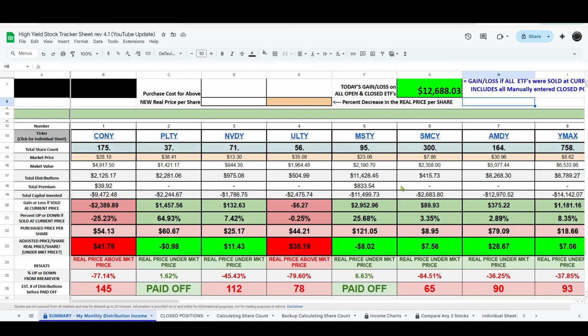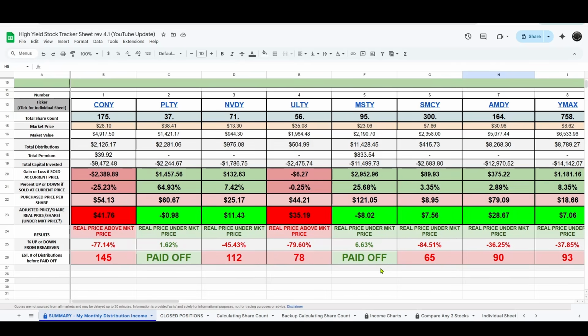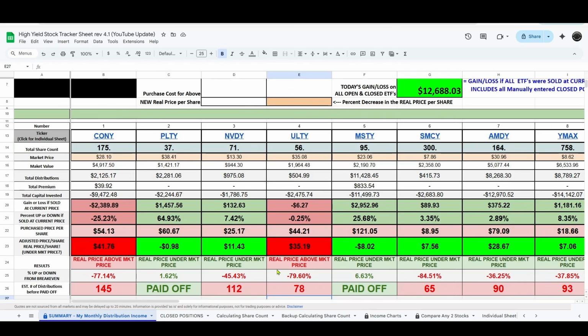Now it's going to take some time, but honestly, these here are taking care of themselves. I don't really have to watch them much. I just enter in my distributions each week, which then recalculates my real price per share here along this green and red cell line here. And eventually, my goal is to see this pop up on each one of these, or at least the majority of them. I'd love to see it getting paid off. But as I said, that does take some time.